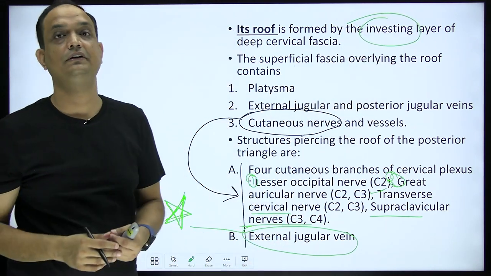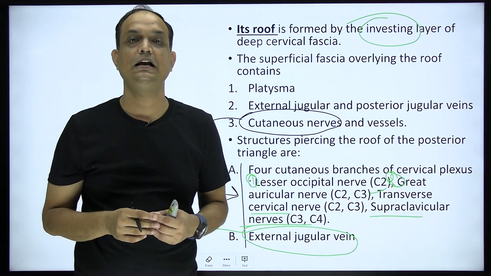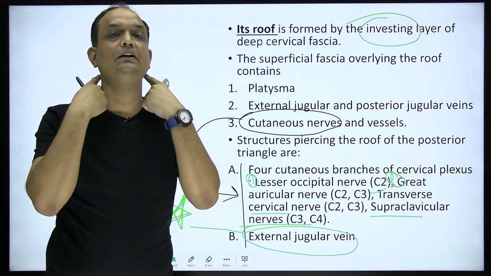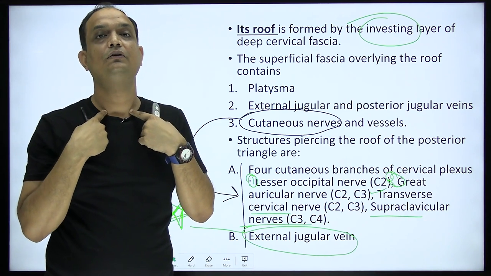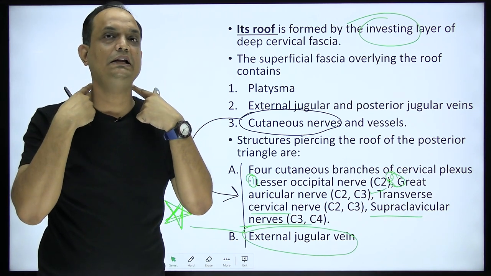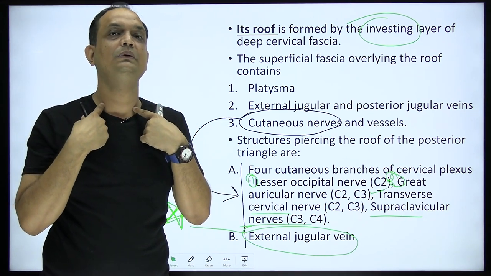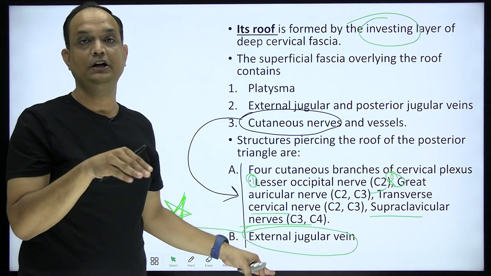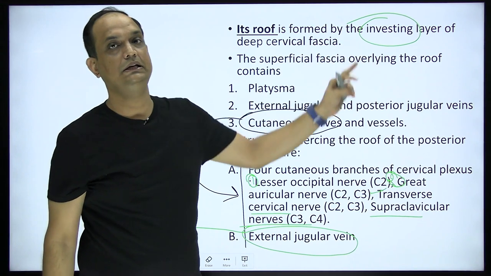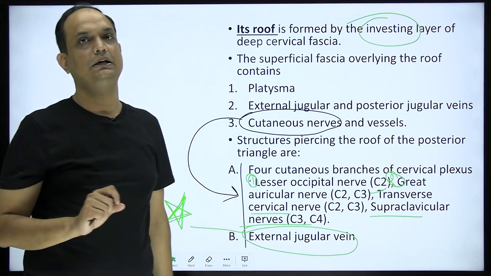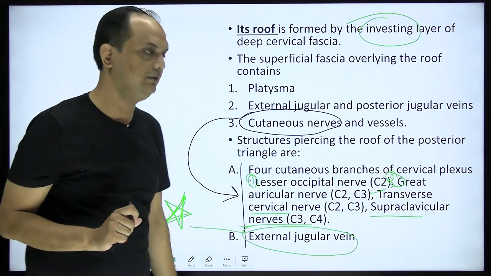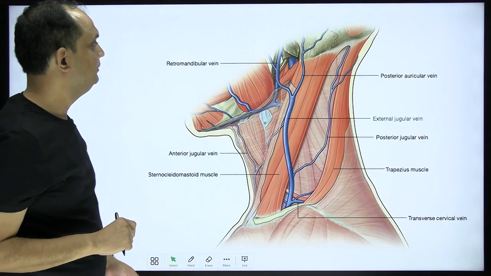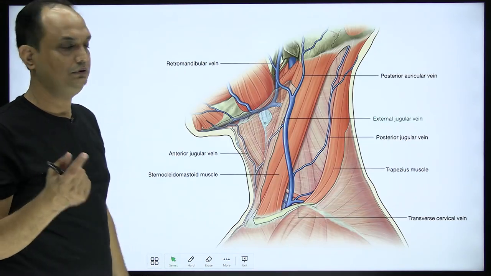Because ये external jugular vein run किस में कर रही है बच्चों? It is actually present below the skin. That means it is running in the subcutaneous layer of posterior triangle. और posterior triangle की roof में जो subcutaneous है, उसमें ये obliquely run करके कहाँ चली जाएगी? Deep. और deep होने के लिए investing layer को pierce करेगी. और वहाँ पे हमने पढ़ा था, if you cut this external jugular vein, it may be the cause of air embolism. Clear?